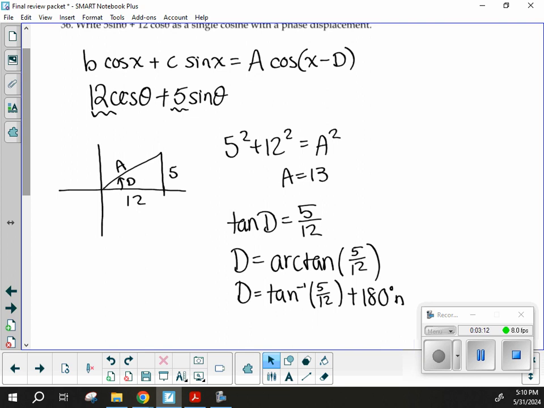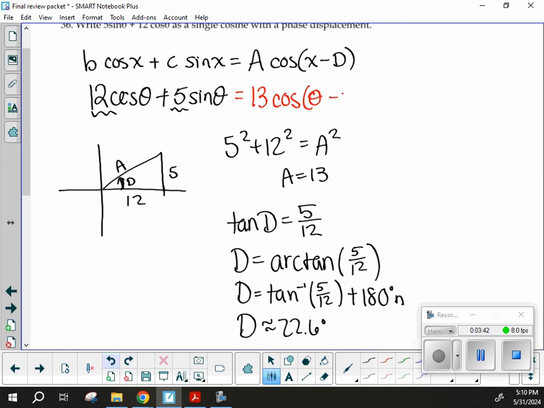Now, when you enter that in, you get 22.6 degrees, which clearly is in quadrant 1, so we don't need to add the 180, but if our triangle was down here, we would be adding 180 to that to put us in the proper quadrant. Let's go back up to where we were. We have A, we have D, let's plug them in. So the single cosine with the phase displacement looks like 13 times cosine of theta minus 22.6 degrees.